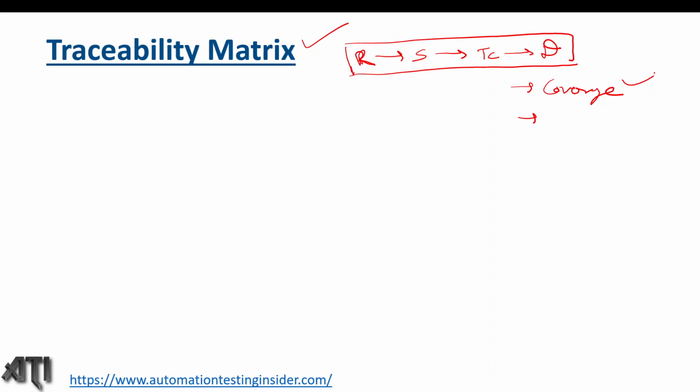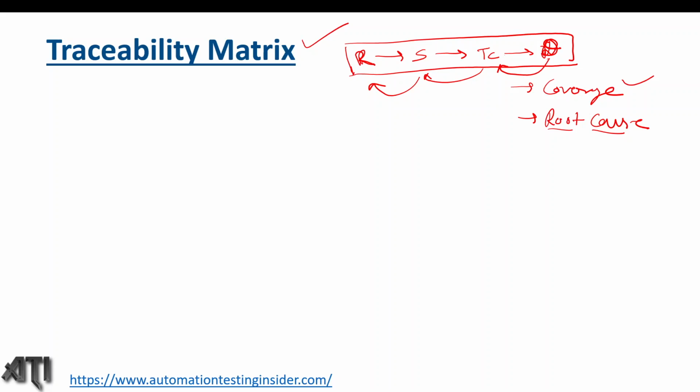Another point is it helps us to find the root cause of the defect. How do we get the root cause of the defect? Because it is mapping to the defects as well. So from the defect we will find out which test case it belongs to. From the test case we'll find out what is the scenario, and from the scenario what is the requirement. So this is how we can get the root cause of the defect. This is a very important document, guys, as far as testing is concerned.